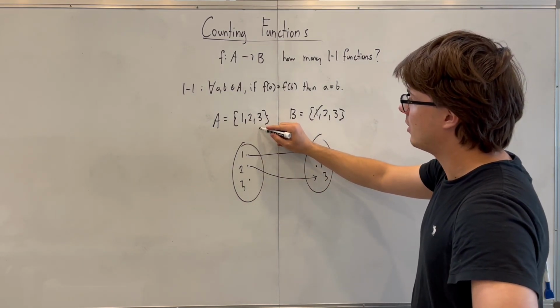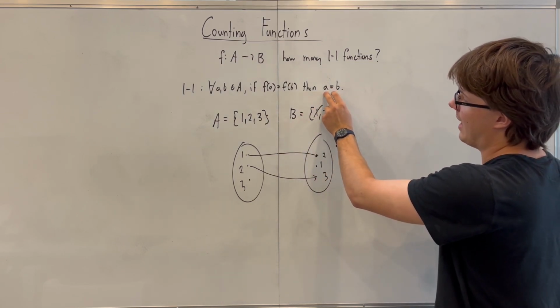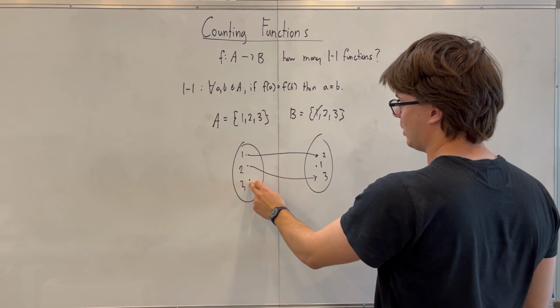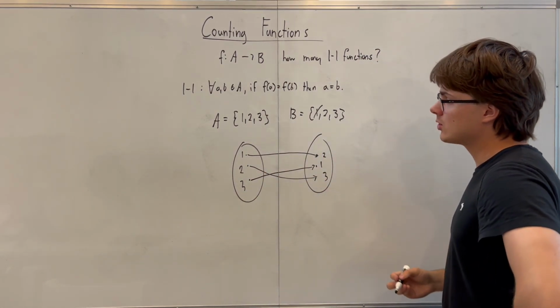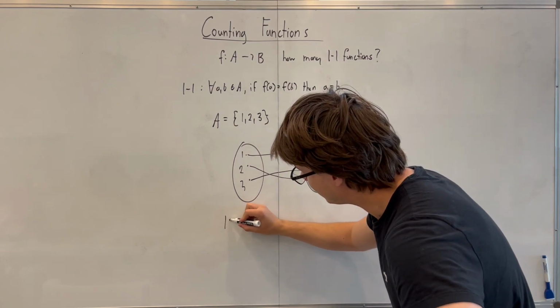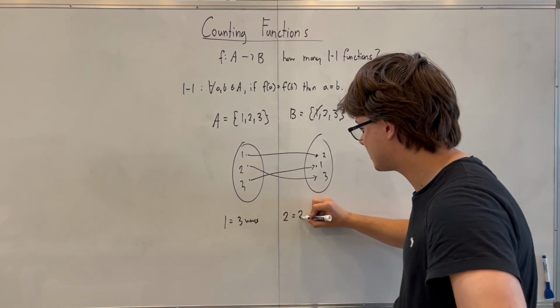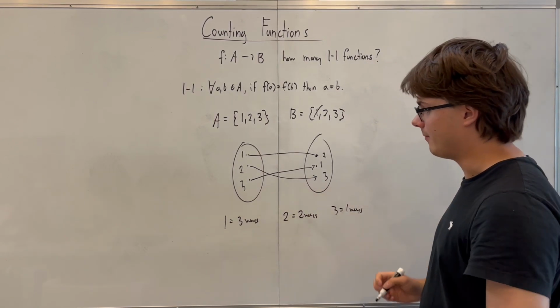And this means that 3 cannot go to 2, because then we would have 1 not equal to 3, but the outputs would be equal, so it would not be one-to-one. And similarly, 3 cannot go to 3. So this means the only option 3 has is 1. So what did we find? We found that 1 has 3 ways, 2 has 2 ways, and 3 has 1 way.